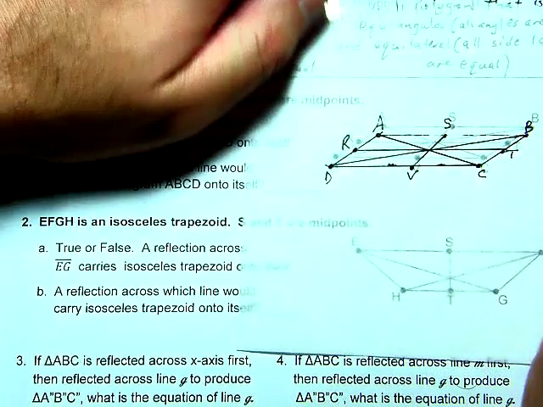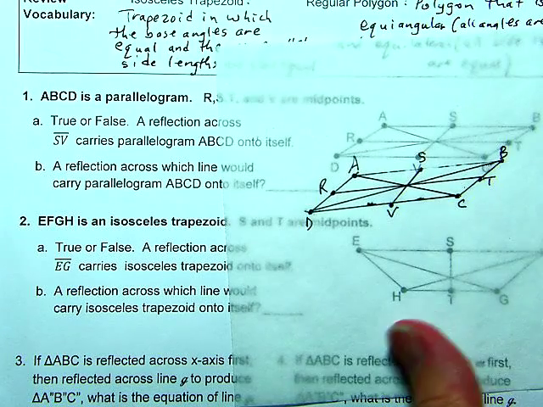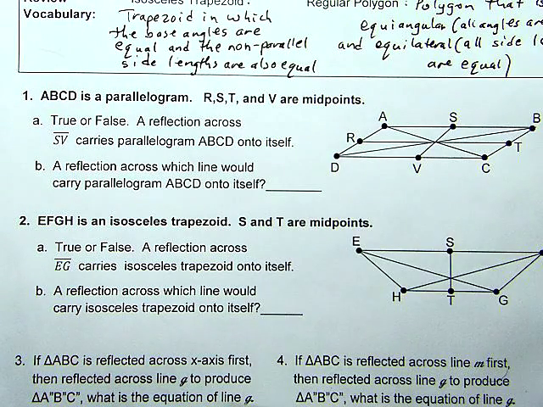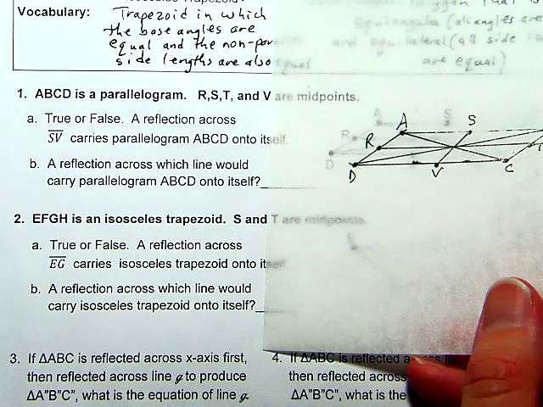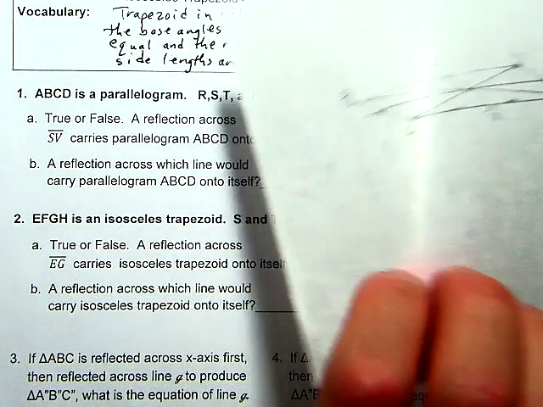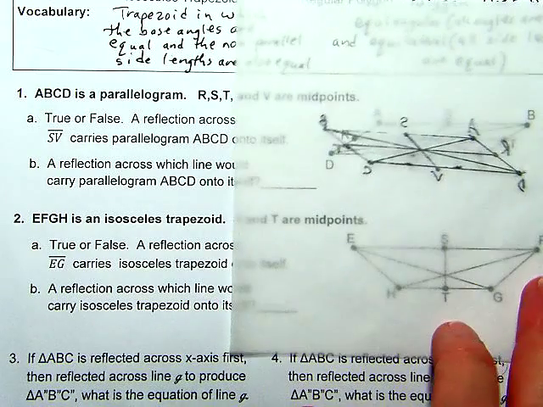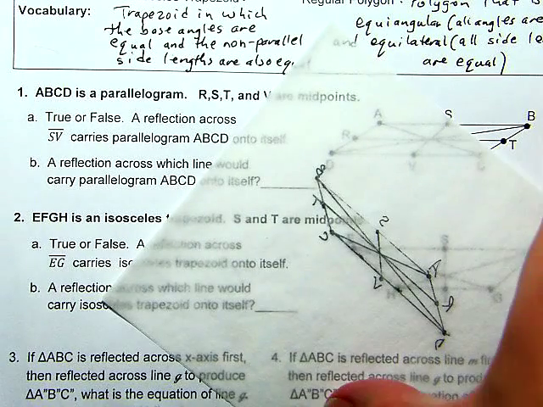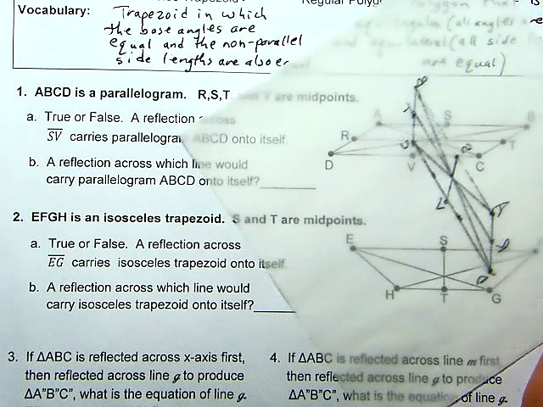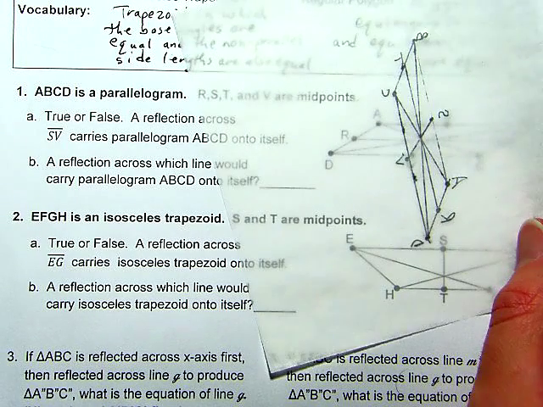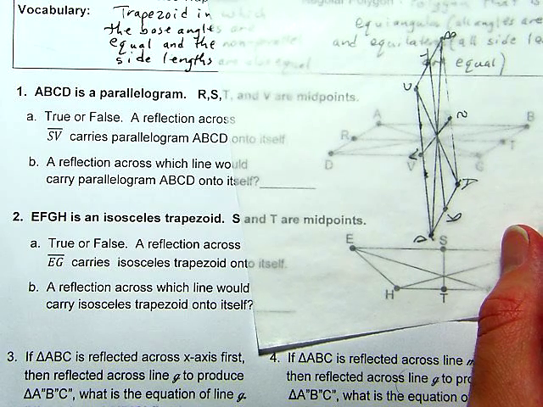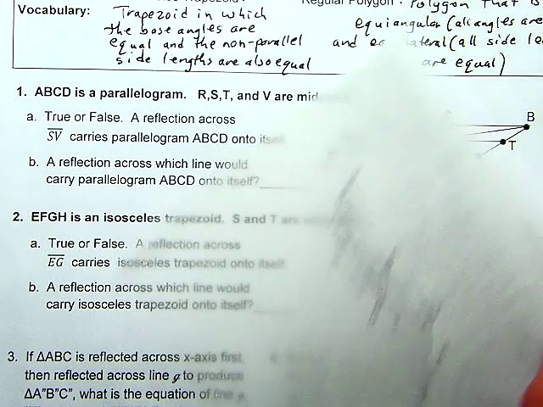Okay, so now armed with this patty paper, let's go ahead and check out the first question. Does SV carry parallelogram ABCD onto itself? Will a reflection across SV do that? So in order to check, let's flip over our patty paper. Let's line up SV to SV. Let's put S on top of S and V on top of V. So S is on top of S, V is on top of V, and no way, right? No way does this take the parallelogram into itself. So SV does not work.